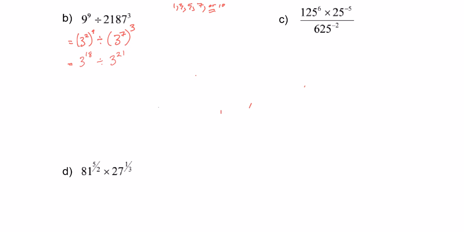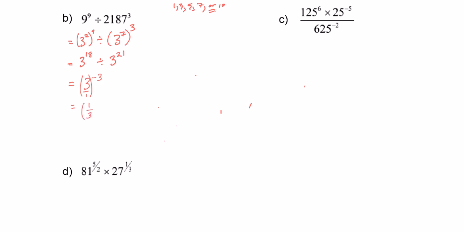Now, simplifying, you notice we have a division sign. Division means subtract the exponents. So now we have 3 to the negative 3. And because we have 3 to the negative 3, all we have to do is get rid of that negative exponent. To get rid of the negative exponent, we can write this as 3 to the 3 over 1, and then we just flip it.